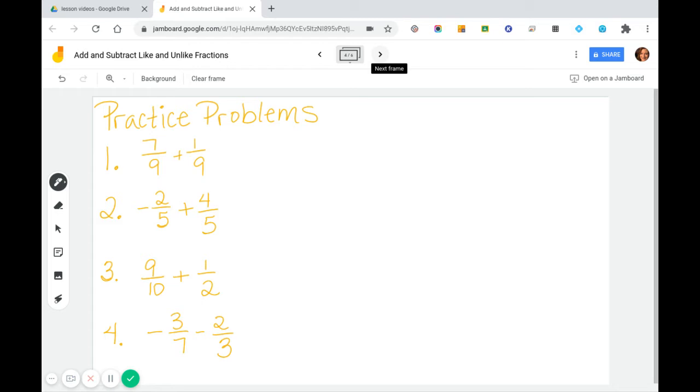Let's do a few more of those to make sure we've got that down pat. So I'm going to keep the 9 on the first one. 7 plus 1 is 8. 8/9 does not reduce. You know what might be a good idea if you're learning this for the first time?